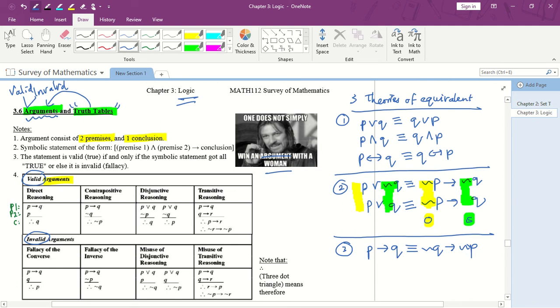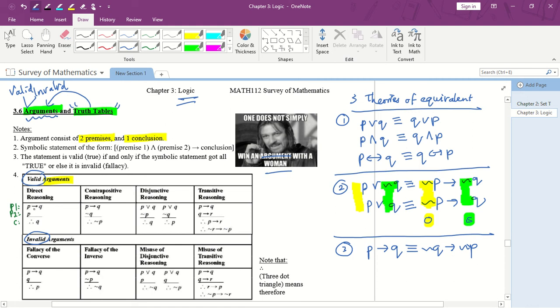If it's disjunctive reasoning, if the first premise is P or Q and the second is negation P, the conclusion is Q. And if it is P or Q, also the same, with negation Q the conclusion should be P. For transitive reasoning, the first premise is P conditional Q, the second premise is Q conditional R, and the conclusion should be P conditional R or negation R conditional negation P.